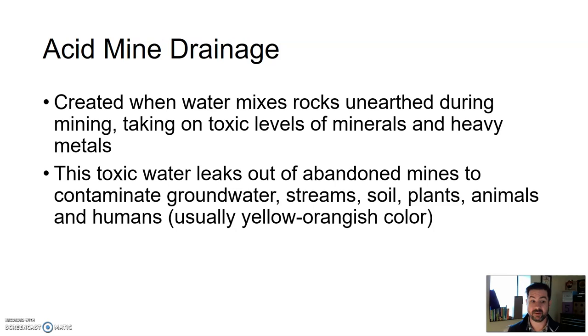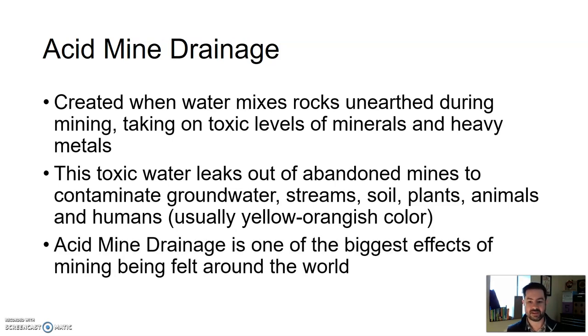If it leaks out of abandoned underground mines, typically, it can contaminate groundwater, surface water, streams. It can affect soil, plants, animals, humans. A lot of times, this acid mine drainage, because of the mixture of acid, water, and the rocks that they've kind of dissolved, is usually this weird yellow orangish color. And it's one of the biggest effects of mining being felt around the world.